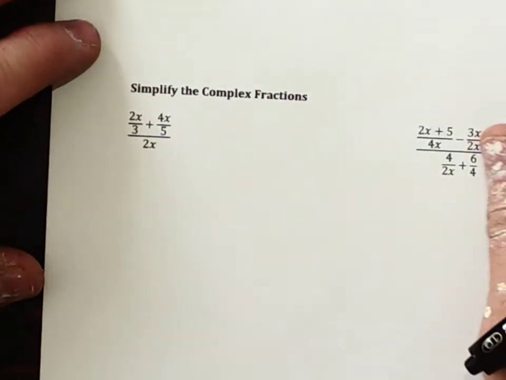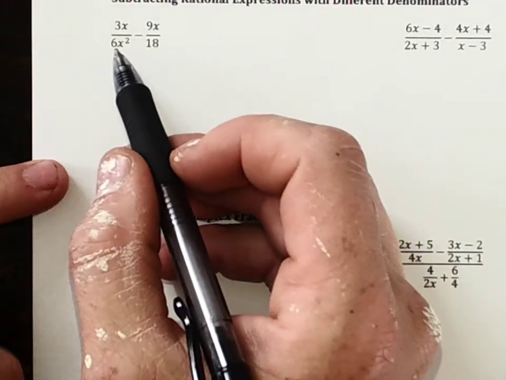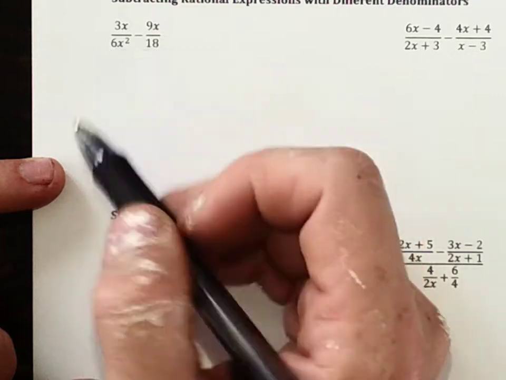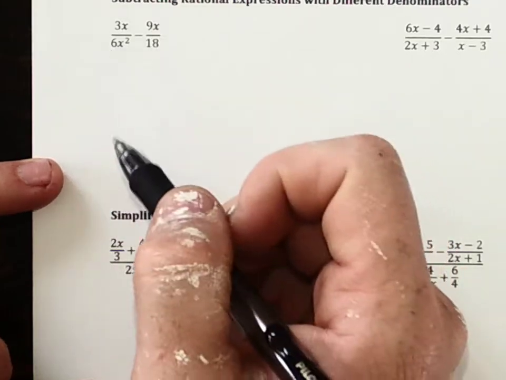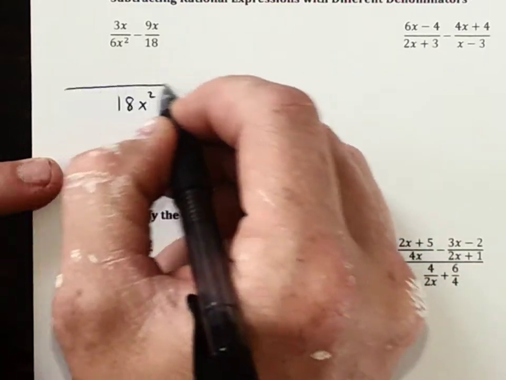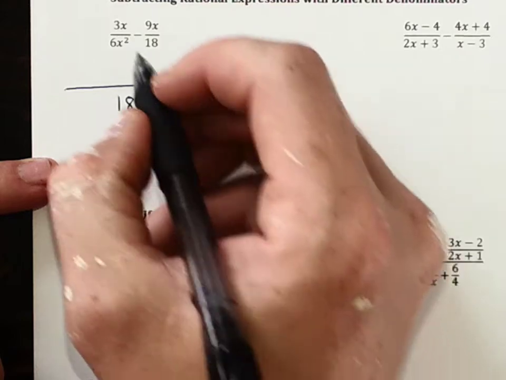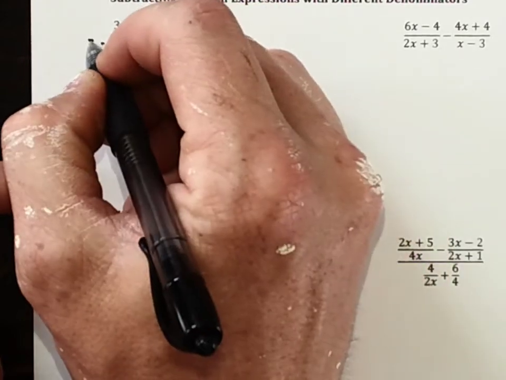Try it again. We're going to now do just more practice. What's the common denominator going to be? What's the least common denominator going to be? Well, it's going to be 18x squared. So what do I have to multiply the 6x squared by to get 18x squared? I have to just multiply the 6 by 3, which means I got to also multiply the top by 3.